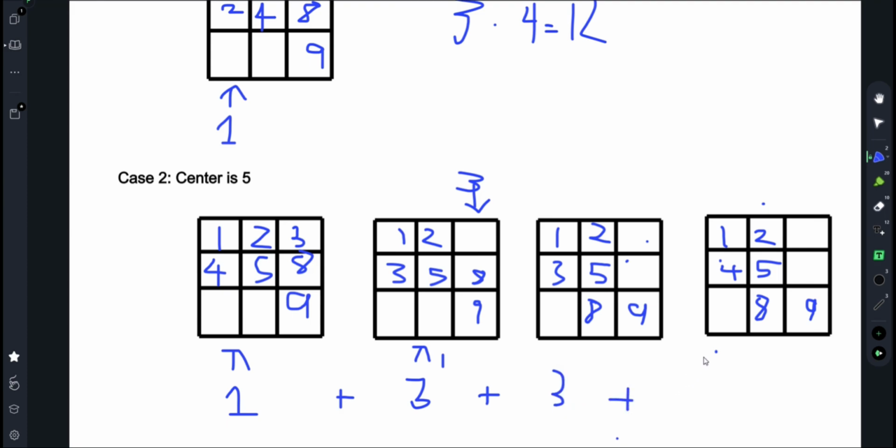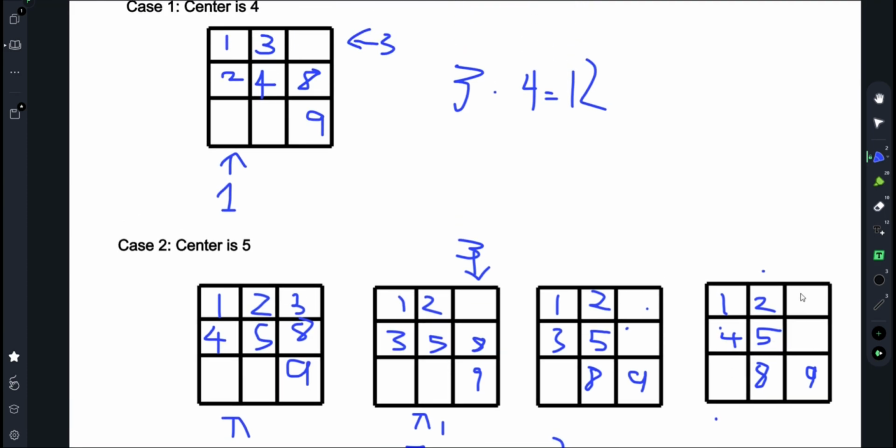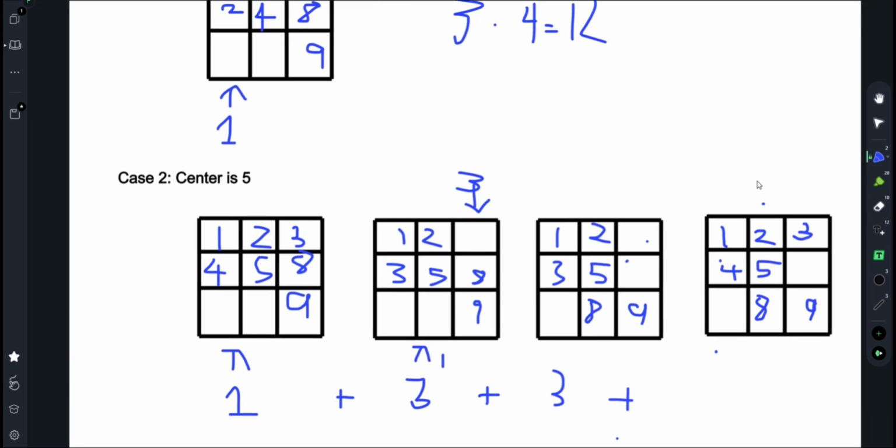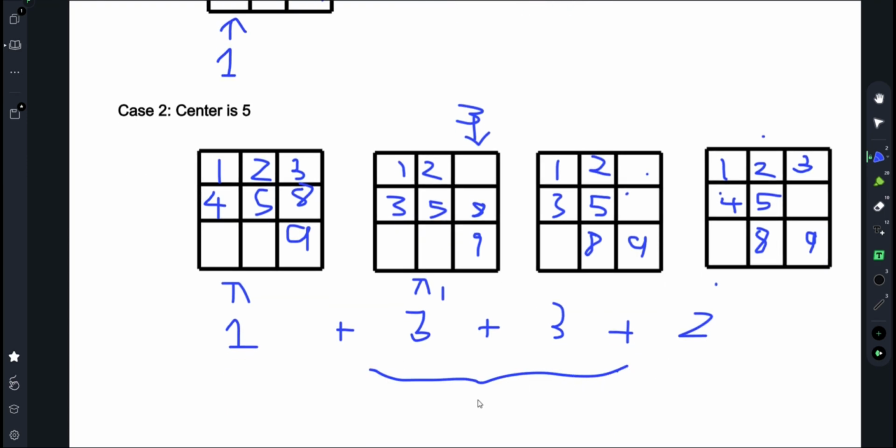This last case right here, 3 has to be right here. Can't be here, can't be here. And then there's 2 ways that this can happen. It's either 6 and 7 or 7 and 6. That's 2 ways. So these add up to 9 ways.